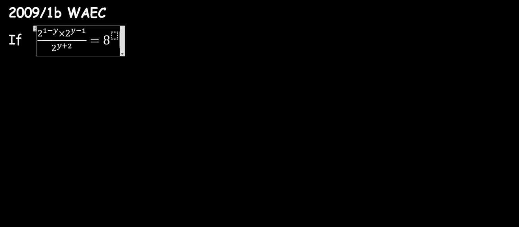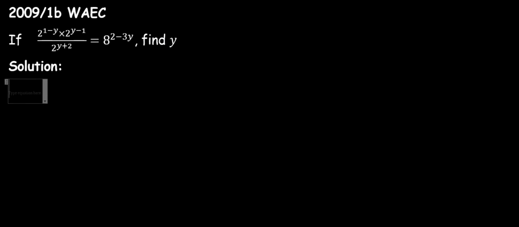Another example. If 2 raised to power 1 minus y times 2 raised to power y minus 1, all over 2 raised to power y plus 2, is equal to 8 raised to power 2 minus 3y, find y. Solution. Writing out our problem, we now have 2 raised to power 1 minus y times 2 raised to power y minus 1 all over 2 raised to power y plus 2 is equal to 8 raised to power 2 minus 3y. Now, we can see a common thing there at the left-hand side, base 2.